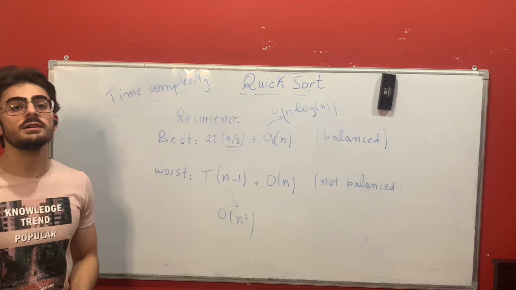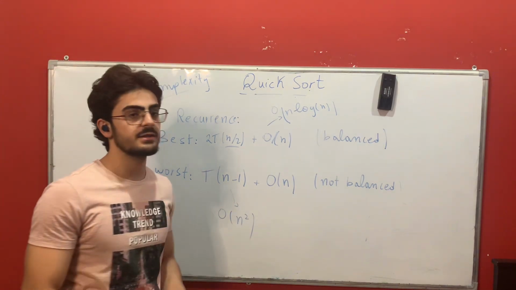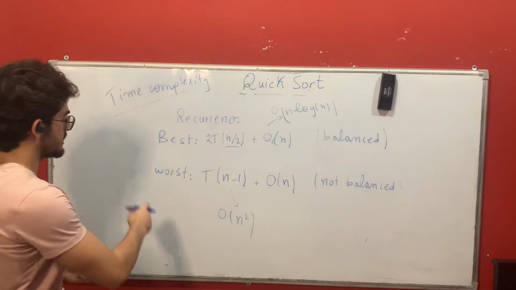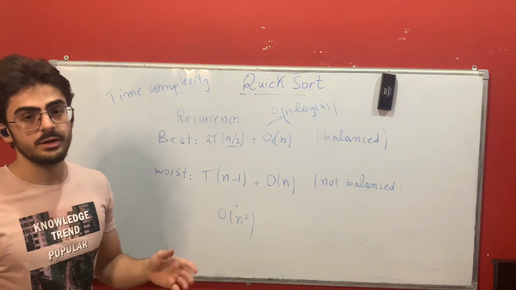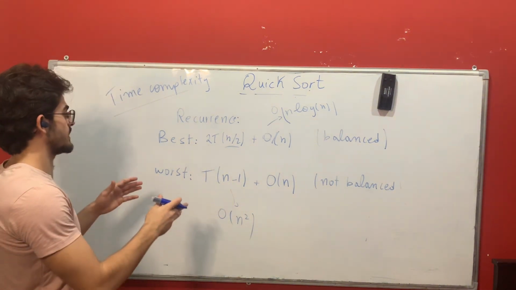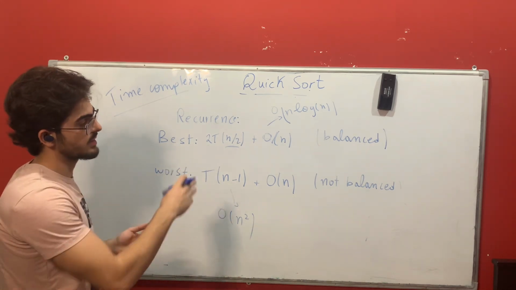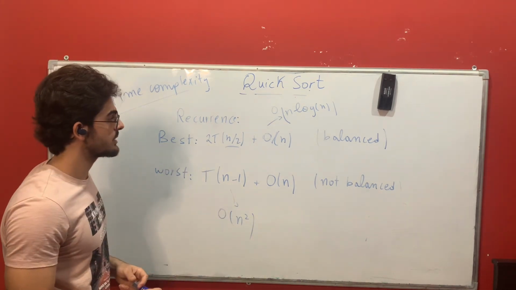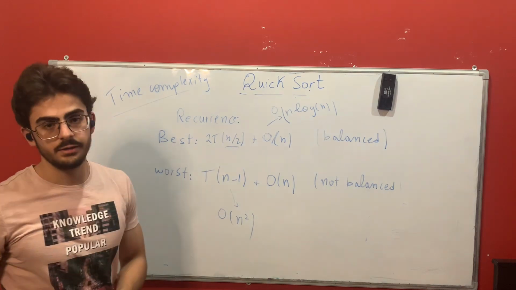Yet, if we want to deduce the average case scenario, we rarely encounter a tree which is not balanced. So the average case scenario is closer to the best case scenario, which is big O of n log n.